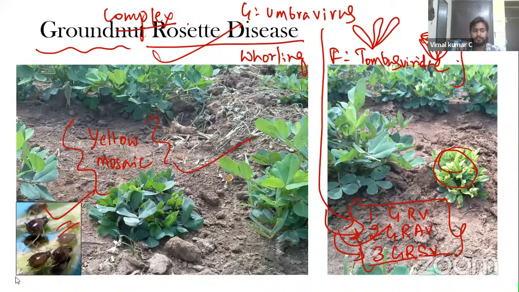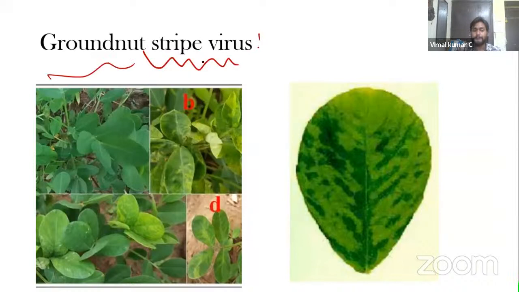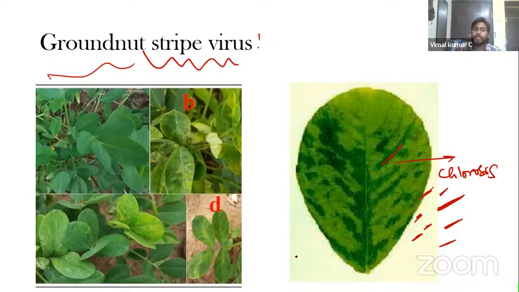Then coming to groundnut stripe virus, as the name indicates, here you can see the stripes. The green area and the surrounding will show chlorosis or yellowing, just like in a stripe format. The greens are striped like tiger stripes. It is transmitted through the seed, and it is a quarantine pest or virus, whatever you can call it, a disease.